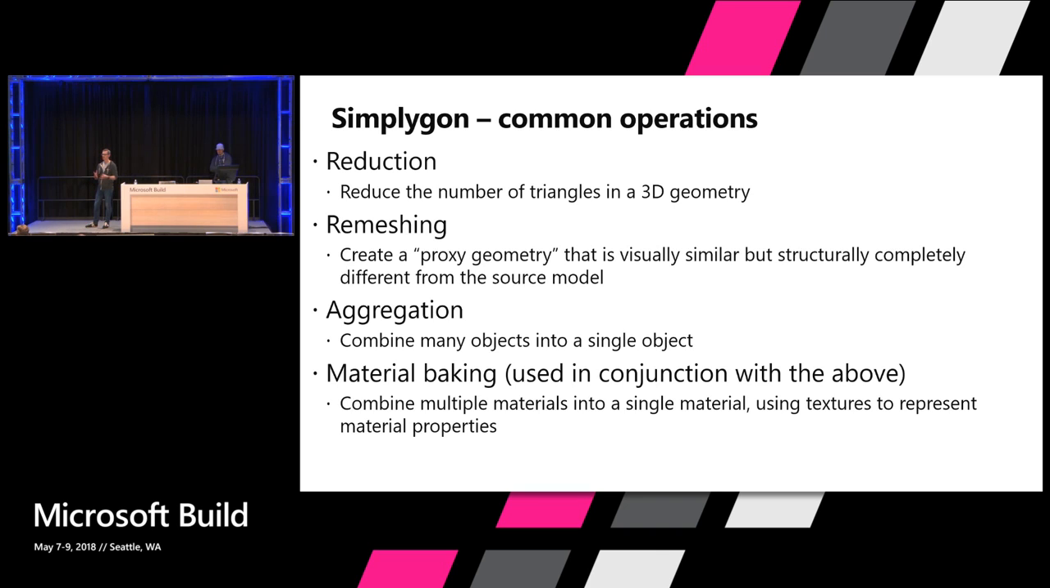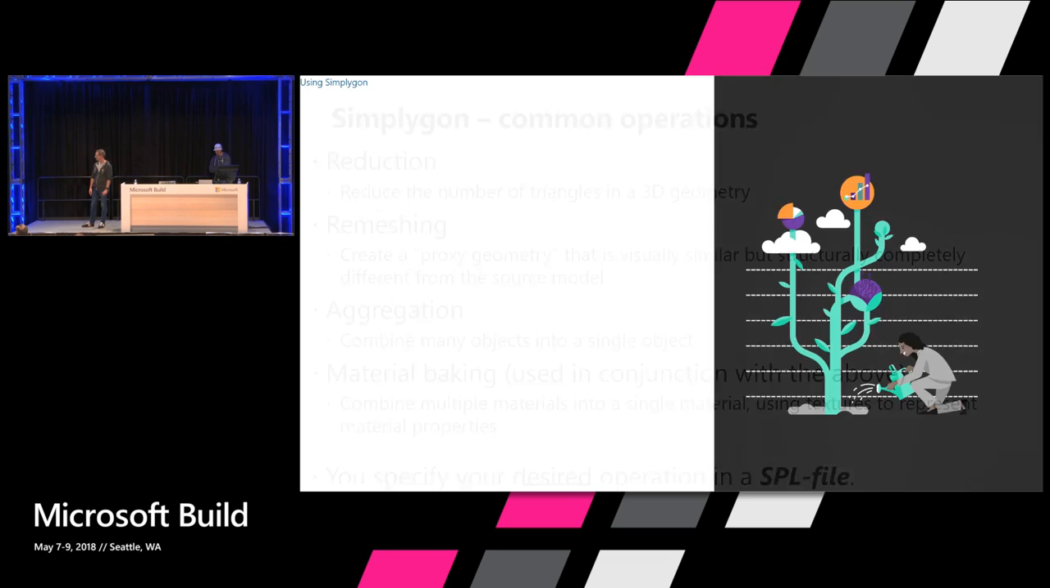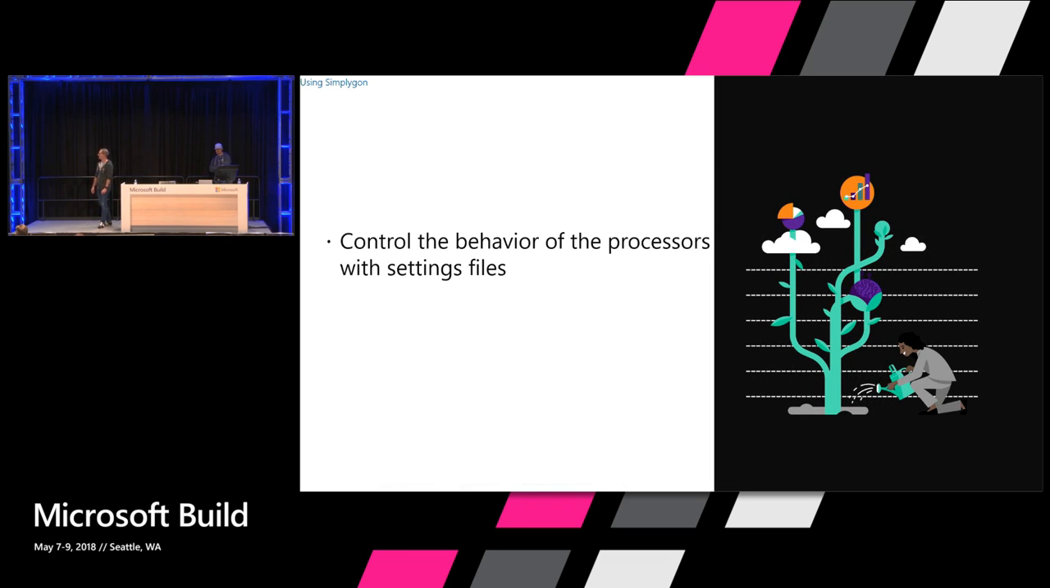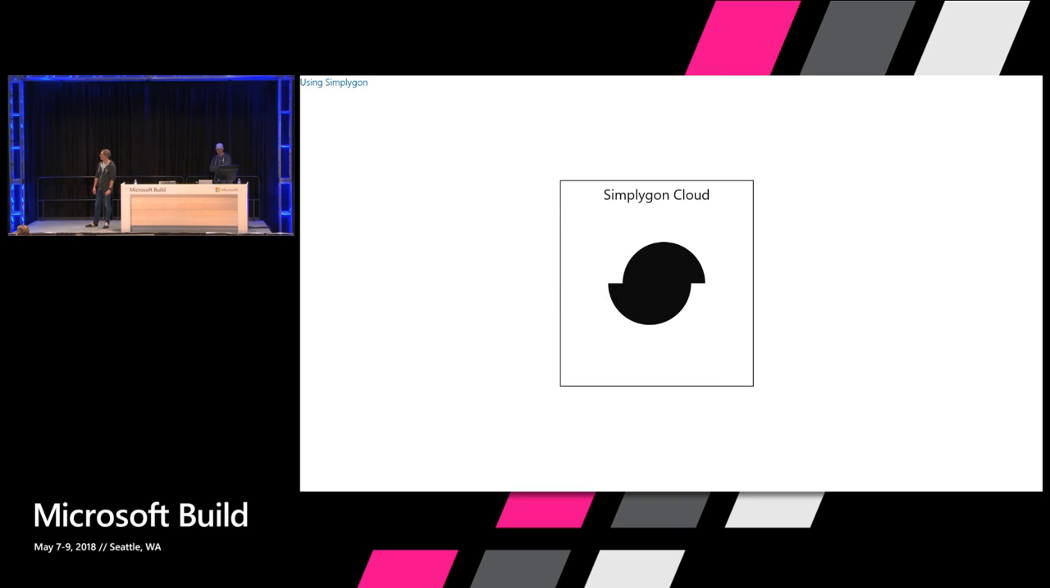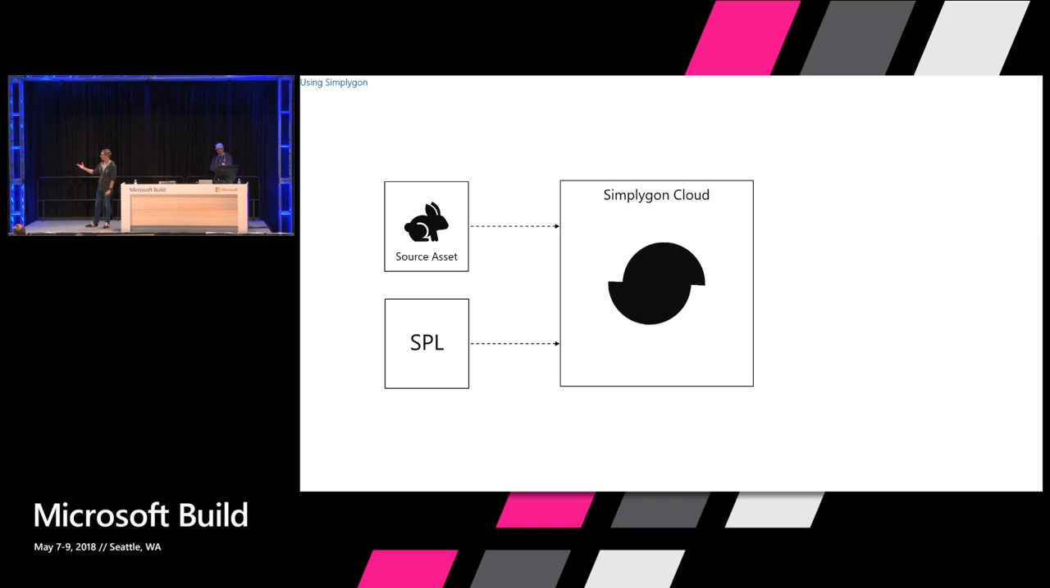It's the bit that packages up the multiple materials, all the texture maps, normal maps, preserves all that, optimizes it if necessary, and gives you something that looks very much like, or exactly, really, depending on screen size, the original object. And you specify all these operations in an SPL file. So the SPL files control the behavior of the processors with setting files. And in a simple illustration of how that works, you've got the source asset, the SPL, that's what goes into the cloud. And that's what results in your optimized asset, depending on what that recipe is.